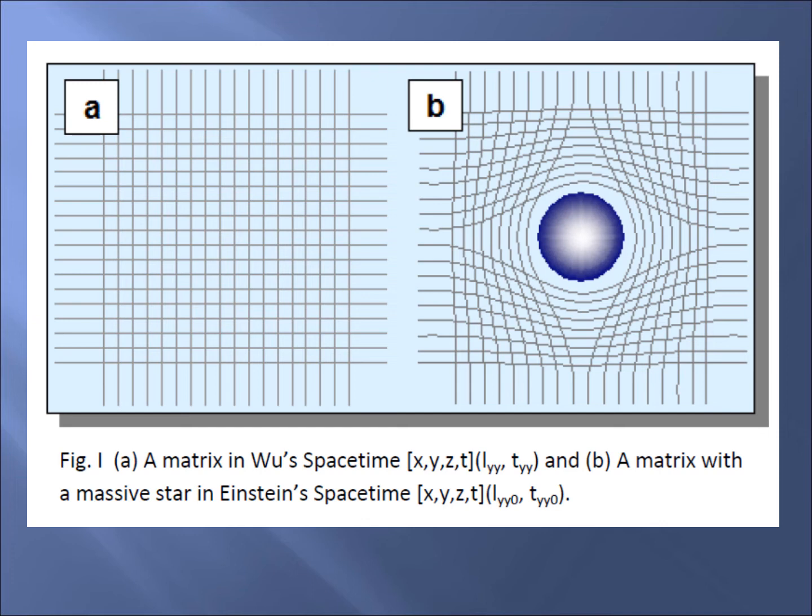Figure 1 shows A, which is a matrix in Wood's spacetime XYZT, LYY, TYY. LYY and TYY are uniform in the whole picture. And B, a matrix with a massive star in Einstein's spacetime XYZT, LYY0 and TYY0. You can see at the center, close to the star, which has a very big LYY and TYY. That's why the matrix is distributed unevenly.